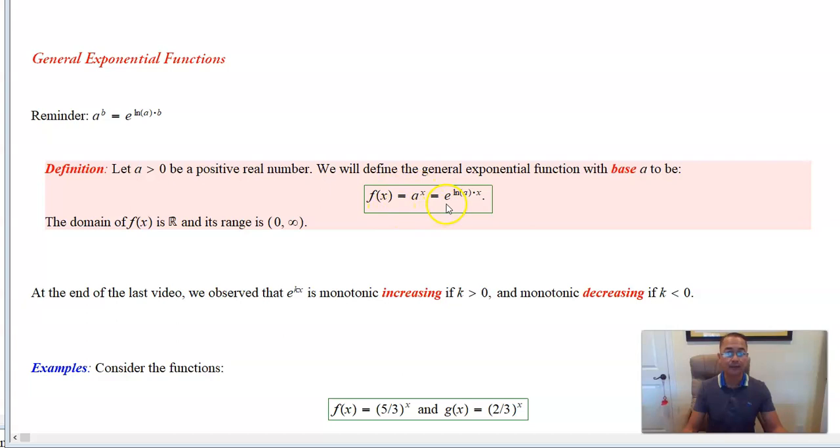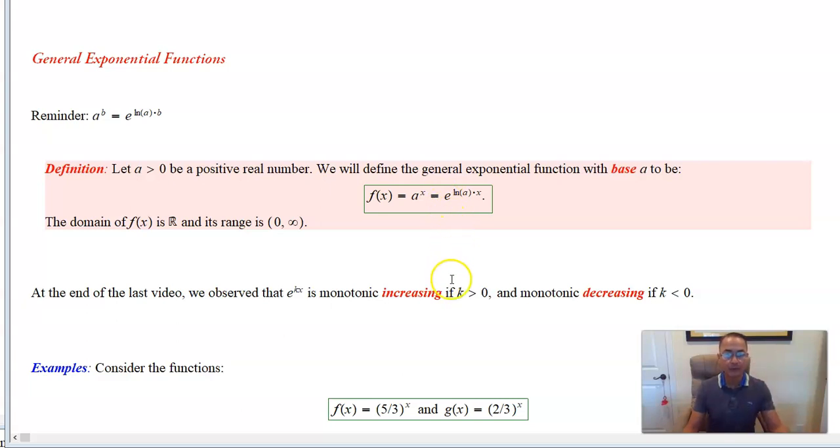It will be defined as e to the power ln of a times x. Okay, so x can be any real number, and as we're about to see, the range will be 0 to infinity, just like e to the x, because that is the parent function of our general exponential function.